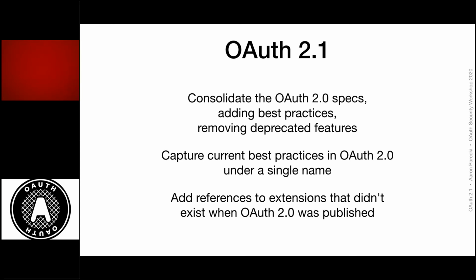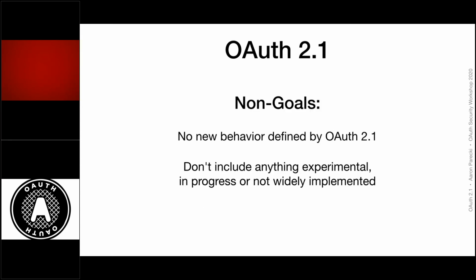One of the things that OAuth 2.1 does is it adds actual references to those documents, because they are now known to be a thing. What it does not do, though, is bring those extensions into the core. It is explicitly a goal of OAuth 2.1 to not introduce new functionality that isn't already in one of these other documents.